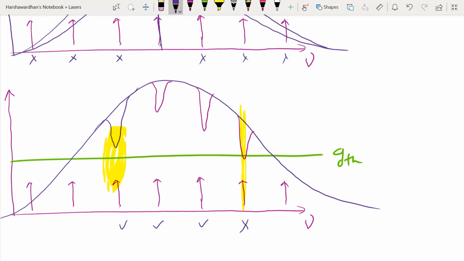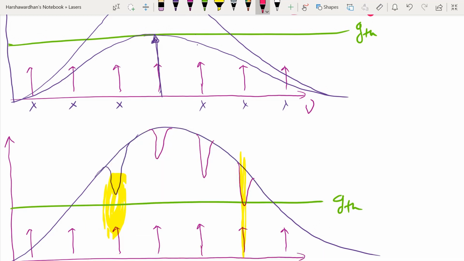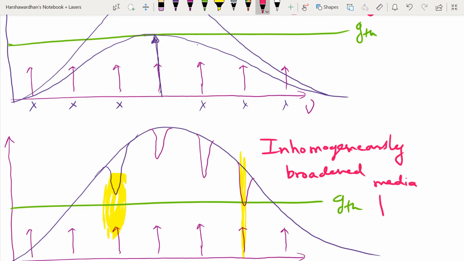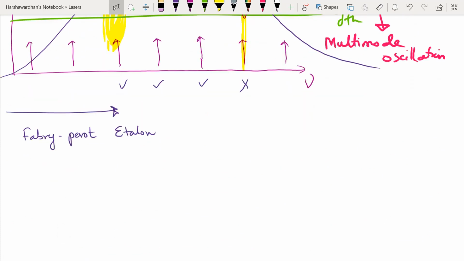One has to adopt some technique of choosing a single mode oscillation in an inhomogeneously broadened system. So inhomogeneously broadened active media invariably lead to multimode oscillation, and it becomes a challenge to actually obtain a single mode oscillation in such systems. One of the ways to obtain it is a very simple and powerful technique using something called a Fabry-Perot etalon, and it is based on a simple idea.